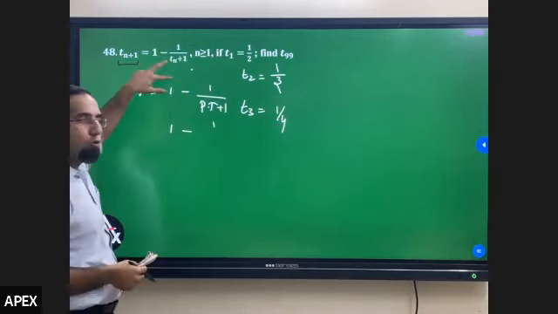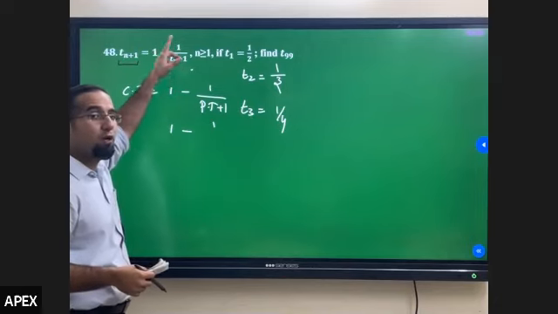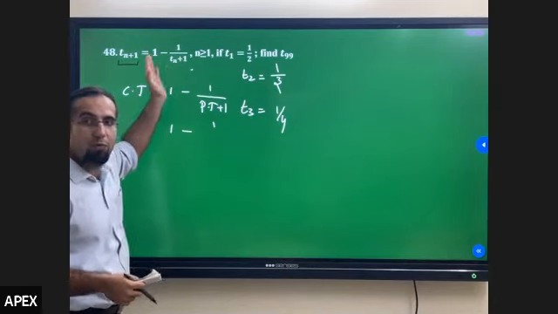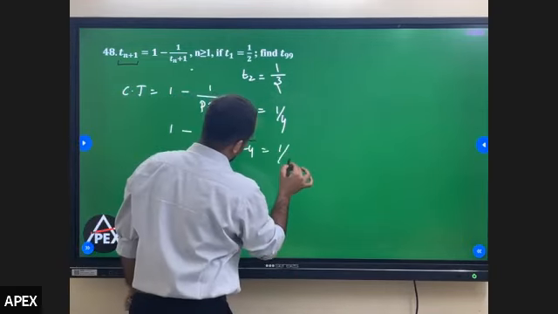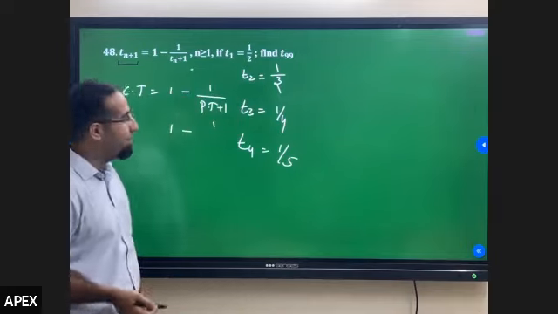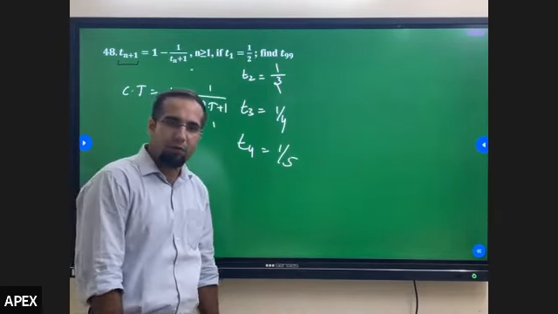Now the last one: 1 by 4 plus 1 is 5 by 4. 5 by 4 inverted becomes 4 by 5. 1 minus 4 by 5 is 1 by 5. So it's enough for me to identify a trend. So T of 99 will be 1 by 100. Okay?